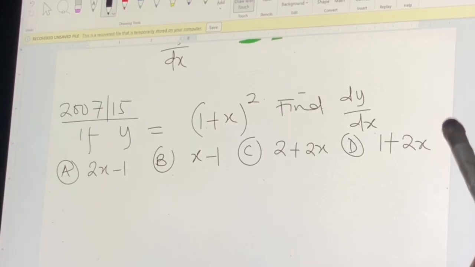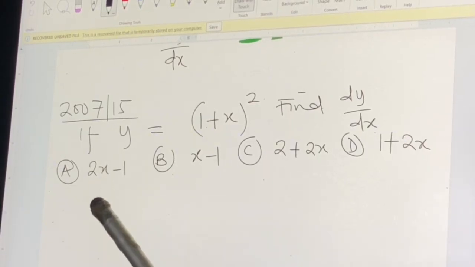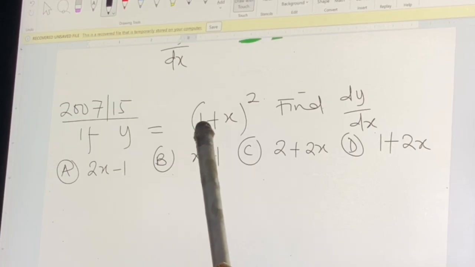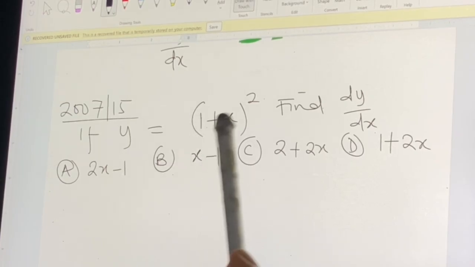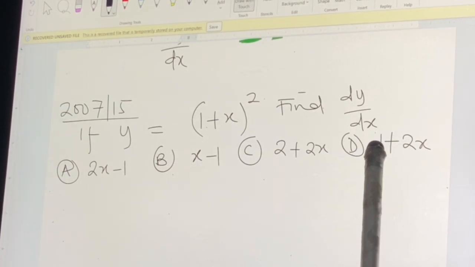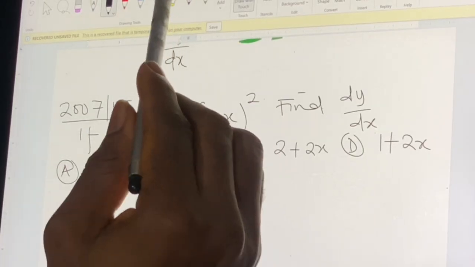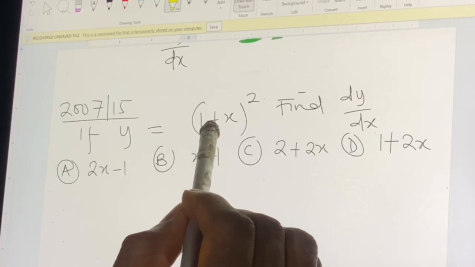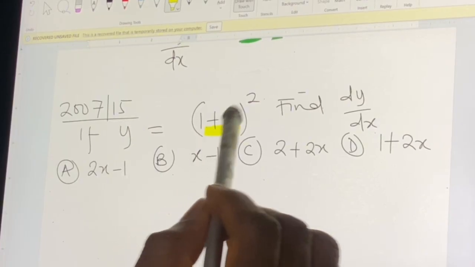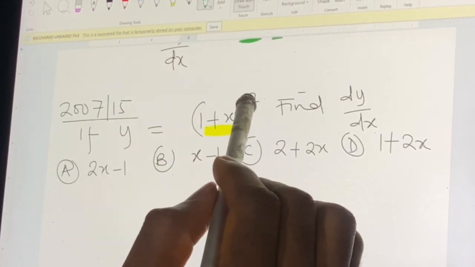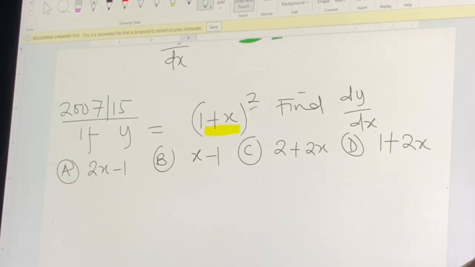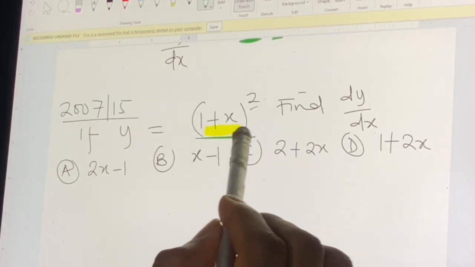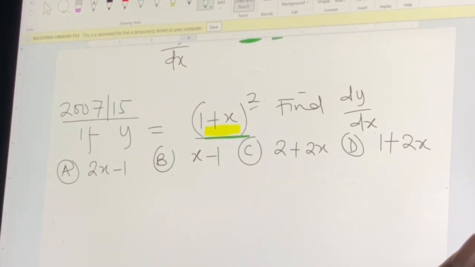We are given a question here, and they said if y is equal to (1 plus s) raised to the power of 2, find dy dx. If you look into this question, this expression 1 plus s is in brackets with a power which is 2. So if that is so, it means that this particular function is said to be chain function. Please take note.